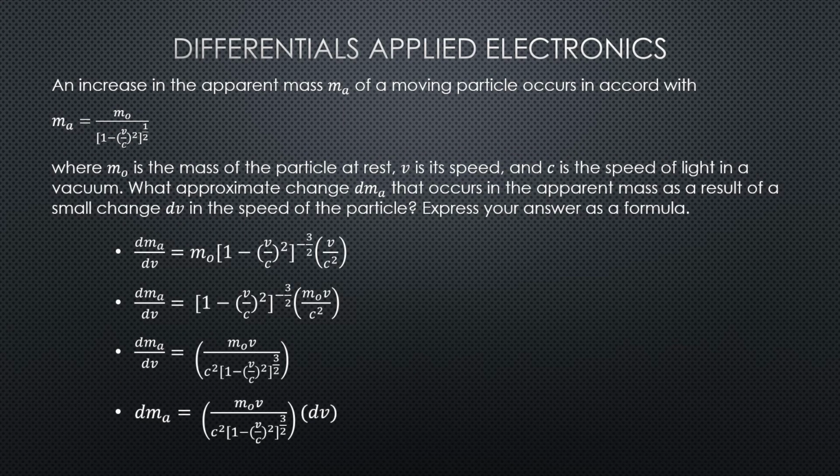Okay, starting where we left off, we can take this Mo here and multiply it over to the v. That gives us the second bullet point right there. Now, on the third bullet point, we're moving the first quantity that's raised to the -3/2 power back into the denominator. So c squared times that, and then we flip the sign on the exponent. That gives us our dMa/dv formula, basically a simplified formula. And now we're going to take the dv out of the denominator and move that to the other side of the equation.